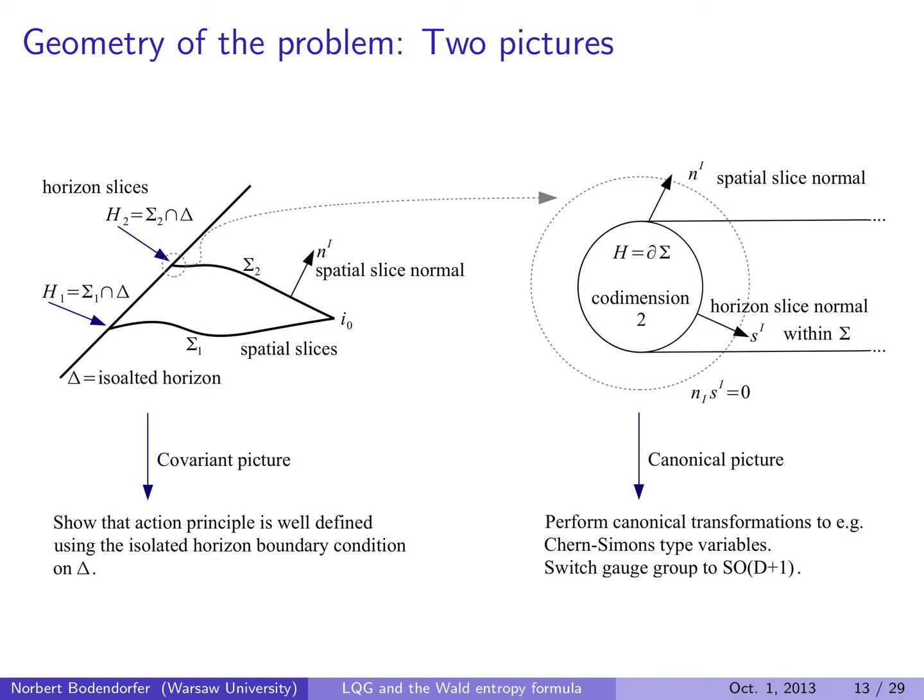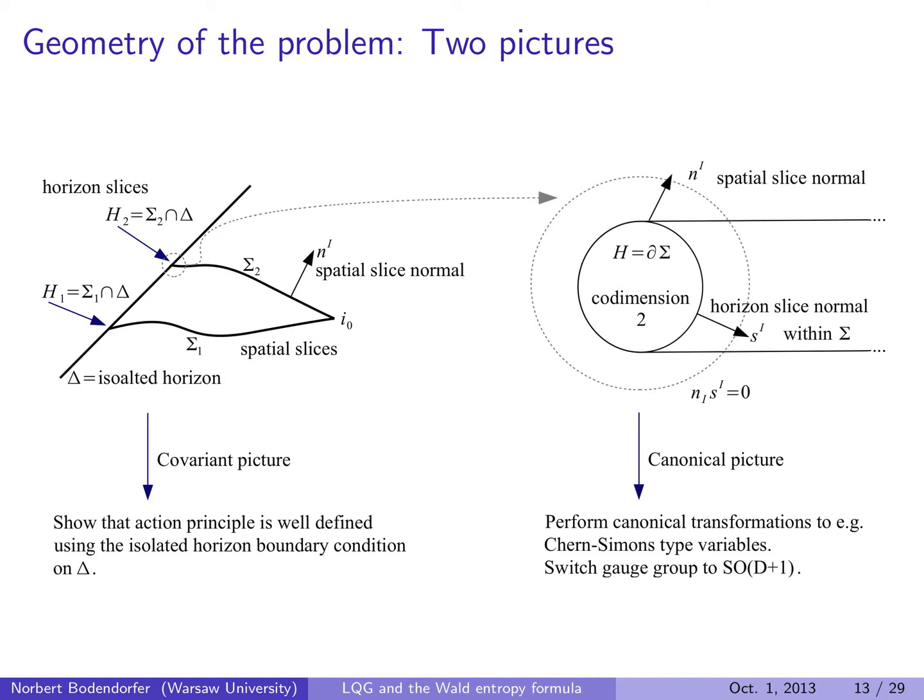Now, as said, in this canonical picture, some other important calculations have to be done. For example, we want to switch to the compact gauge group SO(D+1), and the canonical picture is also important for doing the computation that we want to use Chern-Simons type variables later on. So later on, we're going to show that we're going to use essentially higher dimensional Chern-Simons theory on the horizon.